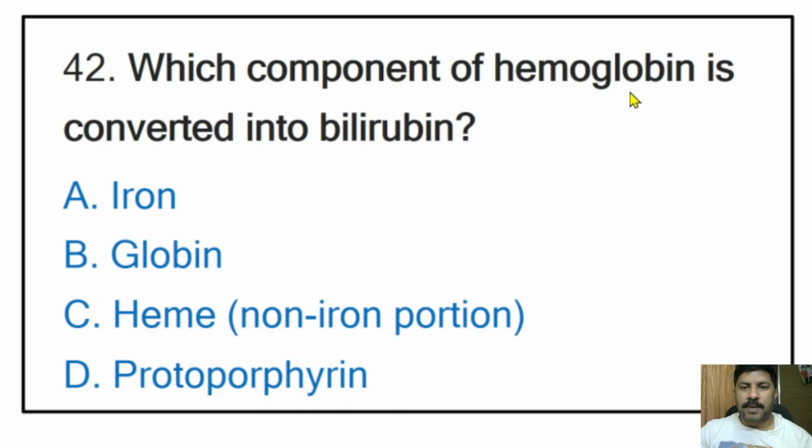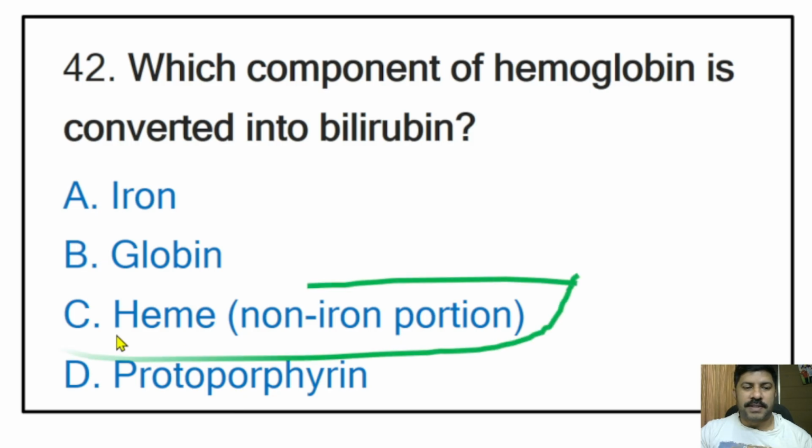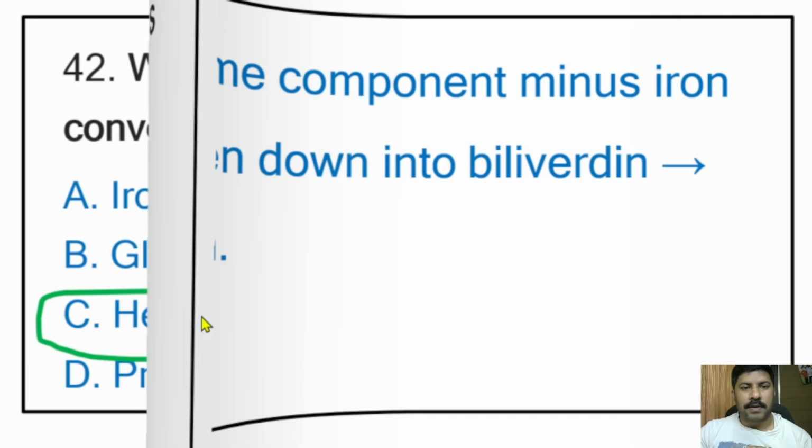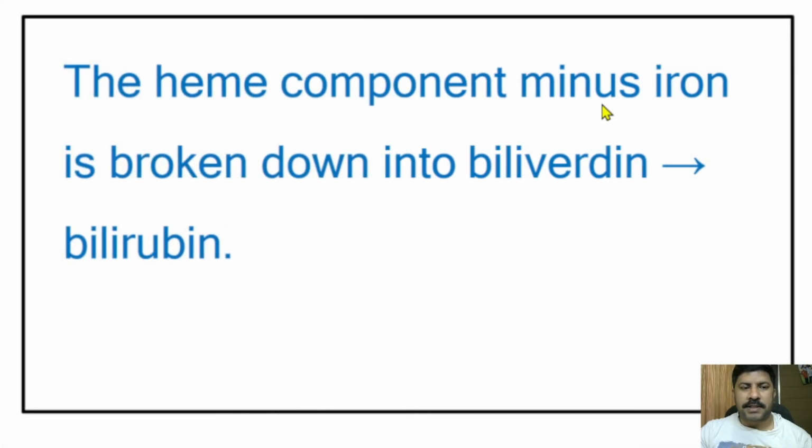Which component of hemoglobin is converted into bilirubin? Iron, globin, heme or non-iron portion, protoporphyrin. Correct answer option C, that is heme or non-iron portion. The heme component minus iron is broken down into biliverdin, which will be converted into bilirubin.